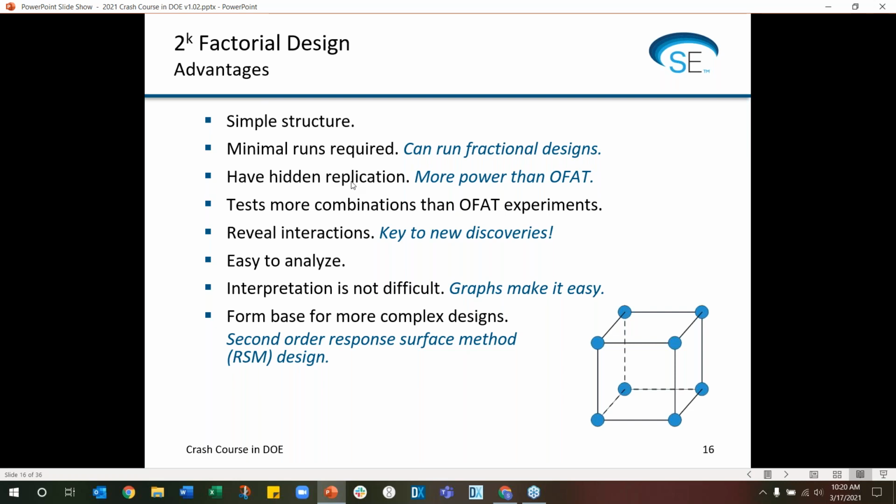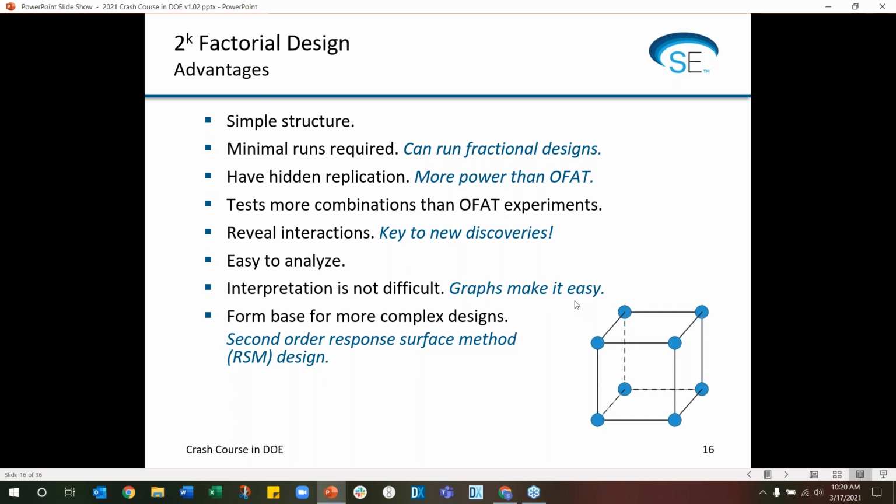These designs have hidden replication, which gives more power to detect effects than one factor at a time studies, and ultimately test more combinations. As you saw in that first example, that company, because they tested more combinations, found areas that worked a lot better than the one-at-a-time combinations. So the two-level designs reveal the interactions, which are often the key to new discoveries. They are easy to analyze, and we'll use graphs.